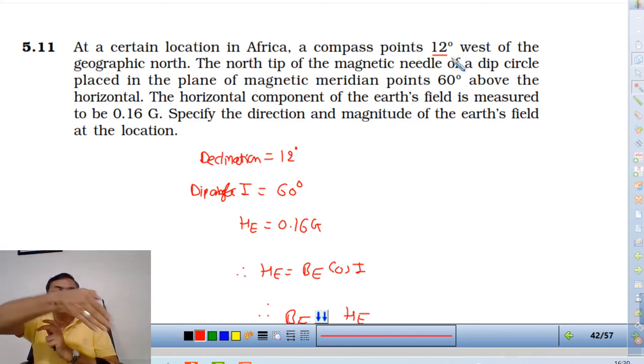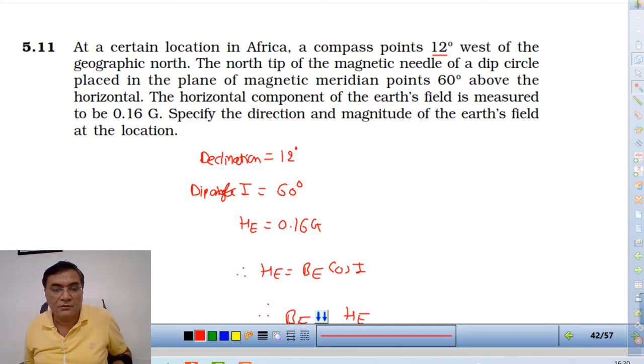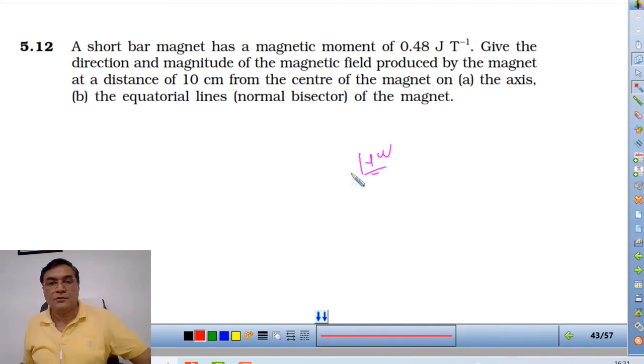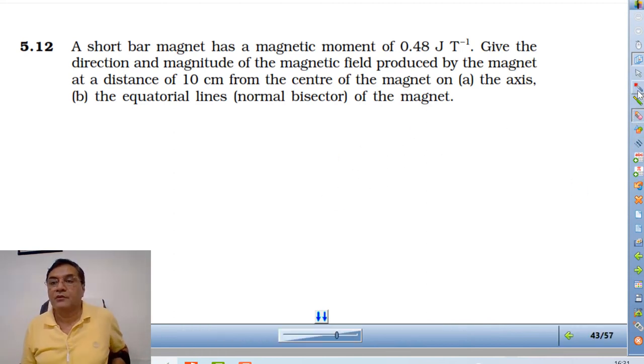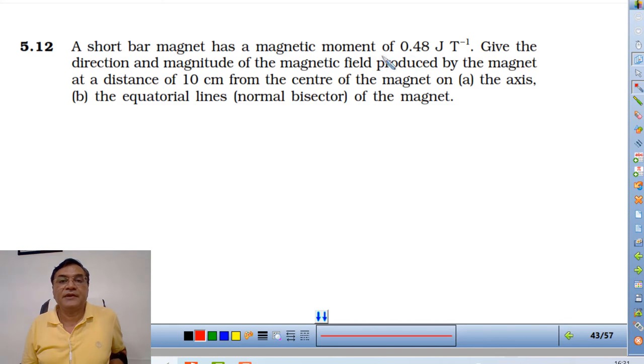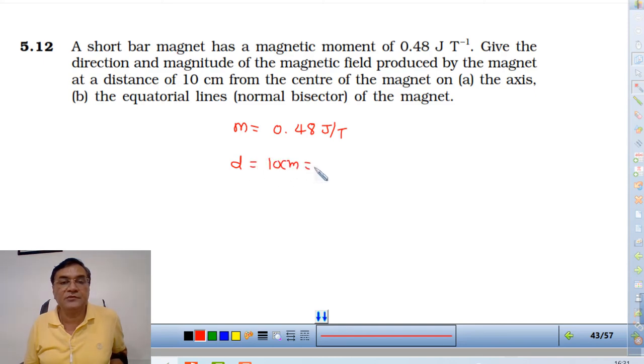So this is the direction of the magnetic field. Okay. So again, a short bar magnet has a magnetic moment 0.48 joule per Tesla. So this is the magnetic moment of the magnet, 0.48 joule per Tesla. Give the direction and magnitude of the magnetic field produced by the magnet at a distance of 10 centimeters. So distance is equal to 10 centimeter. It means 0.1 meter from the center of the magnet on the axis and the equator.